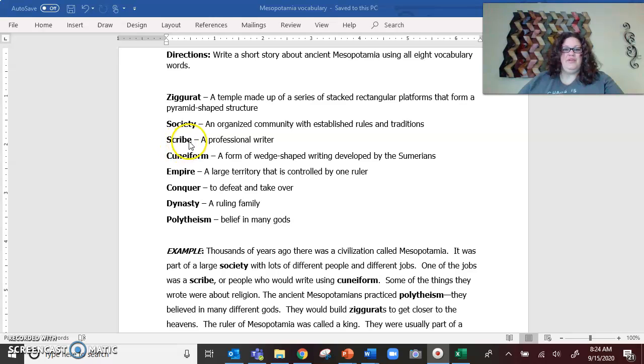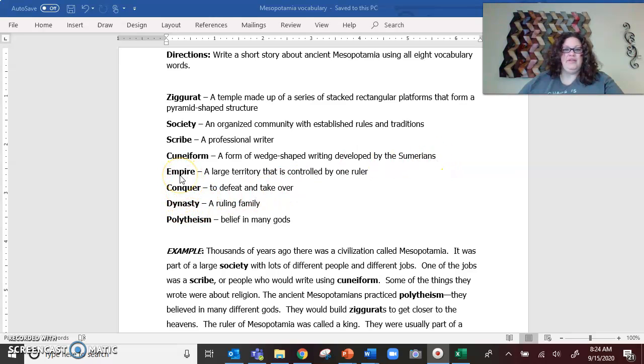Scribe. A professional writer. Cuneiform. Cuneiform. One more time. Cuneiform. And put it all together. Cuneiform. A form of wedge-shaped writing developed by the Sumerians.